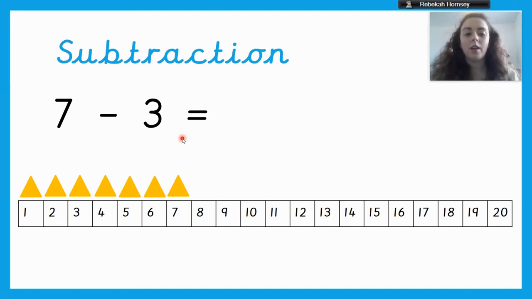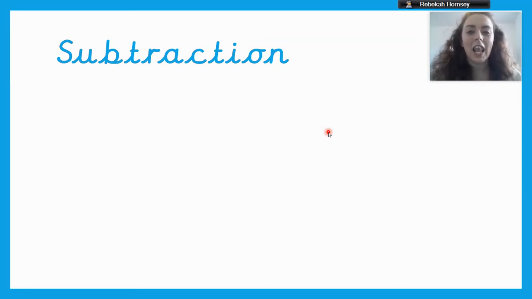Let's take away 3. 1, 2, 3. So I know I can't count these triangles anymore, because I've got a big cross through them. My last triangle is sitting on number 4, so I think that's my answer, but let's check. 1, 2, 3, 4. So when I read my number sentence all together, it says 7 take away 3 equals 4. Everything okay so far? You getting it? Superstars. Let's go.